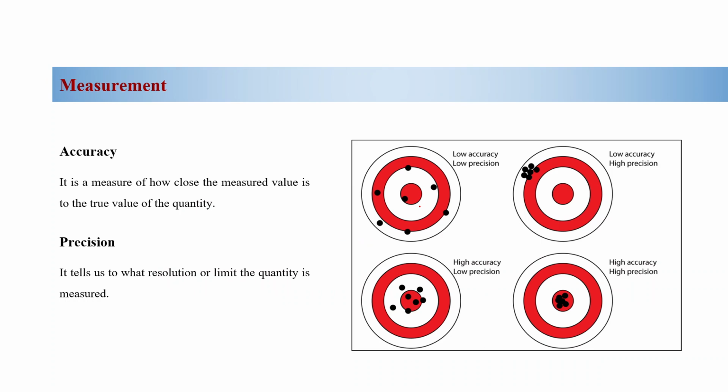Let's try to understand this with this picture. So accuracy we define as a measure of how close the measured value is to the true value of the quantity. Like say, if we know that acceleration due to gravity is 9.8 meter per second square, and I am doing some experiment and one student found the value to be 9.7 meter per second square. That means it's close to the true value.